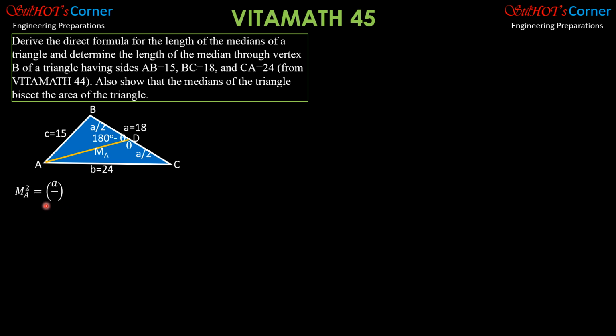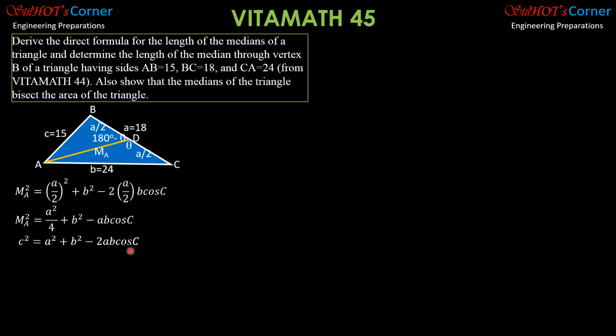So by cosine law, MA square equals A over 2 quantity square plus B square minus 2 times A over 2 B cosine of angle C, considering triangle ACD. You can also consider triangle ABD if you want. Then simplifying, MA square equals A square over 4 plus B square minus AB cosine of angle C over 2... by cosine law again, considering the entire triangle ABC, C square equals A square plus B square minus 2AB cosine of angle C.